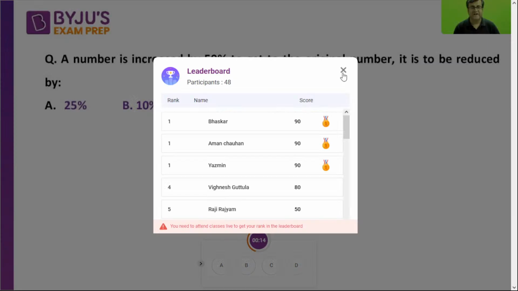Okay, Ram, please concentrate. D option is absolutely right. A number increases by 50%. Let the number be 100. If the number is 100, it will increase by 50% and become 150.